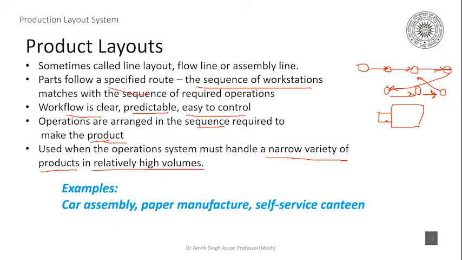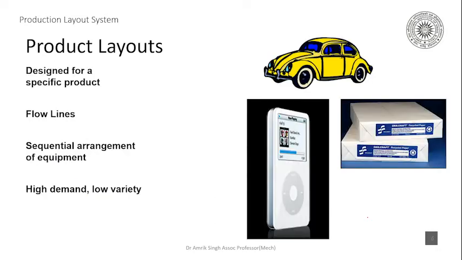So examples of such layout we follow in car manufacturing, in paper manufacturing, and in the self-service canteen. Okay. So you see a car is there, a different type of product or a mobile phone you are seeing. So this type is designed for a specific product. So if it is for mobile manufacturing, you can make only mobiles and that too of very narrow variety. Okay.